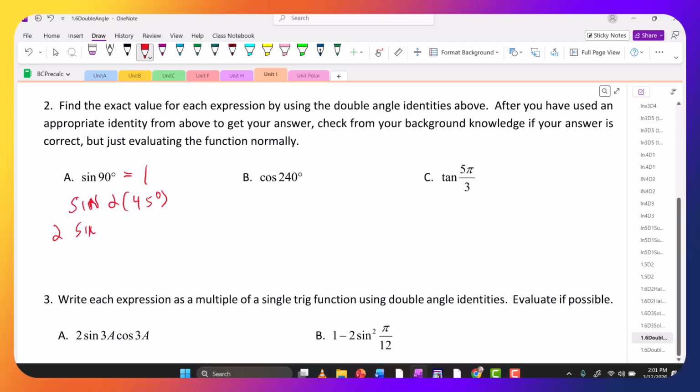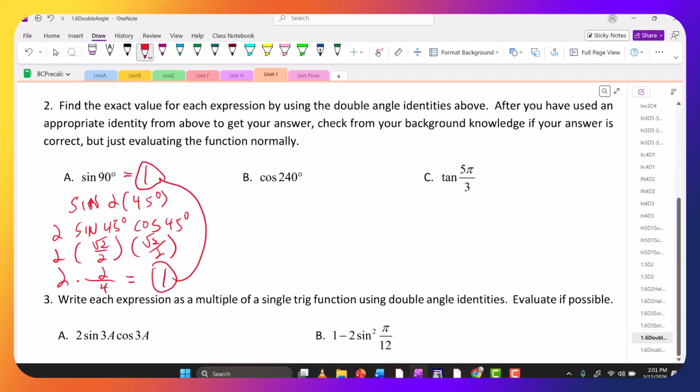2 sine 45 cosine 45. Hey everyone, what's the sine and cosine of 45? Root 2 over 2. Okay, root 2 times root 2 is 2. 2 times 2 is 4. What's 2 times 2 over 4, or what's half of 2? 1. So this is just proving I did it a different way. I got the same answer. This must have something to it.